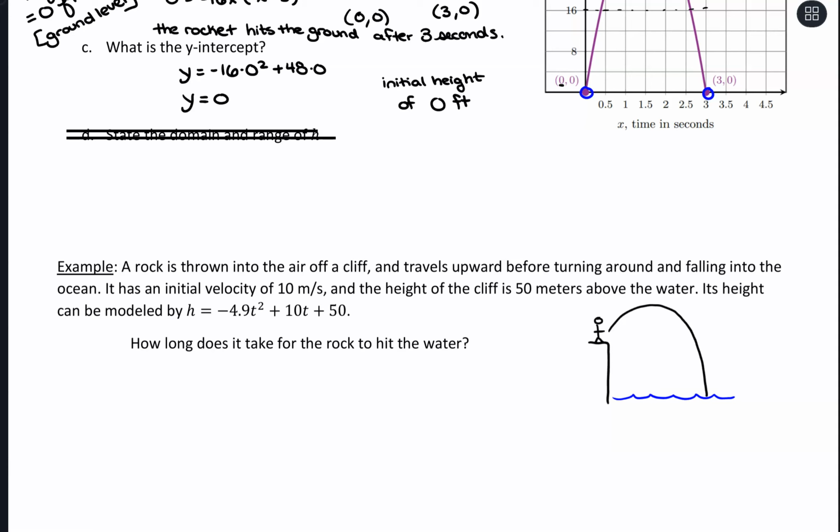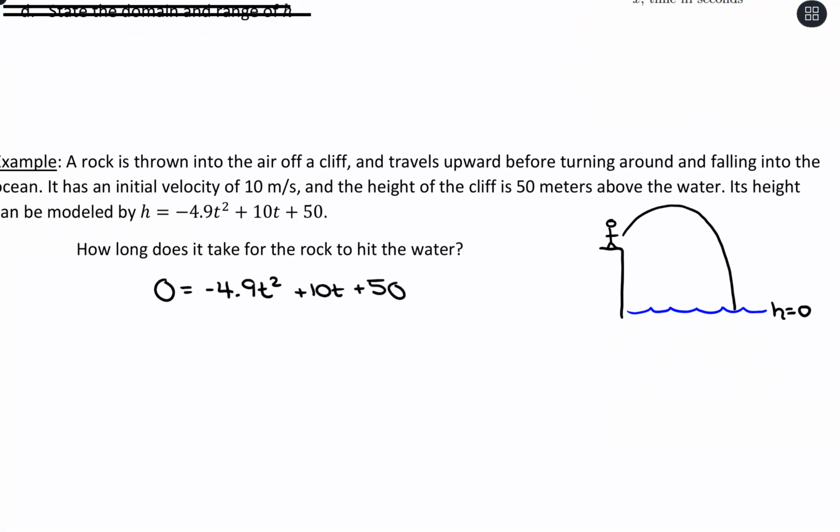Okay, so there's our formula. So how long does it take for the rock to hit the water? What we want to know is when that height is equal to 0. So we're solving 0 equals negative 4.9t squared plus 10t plus 50.